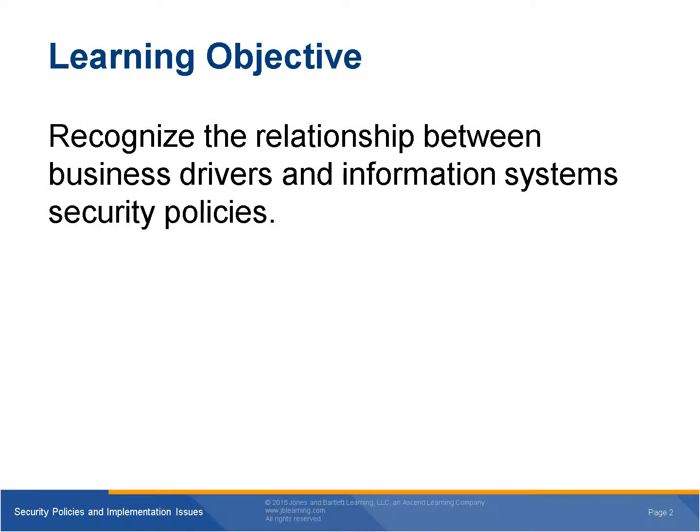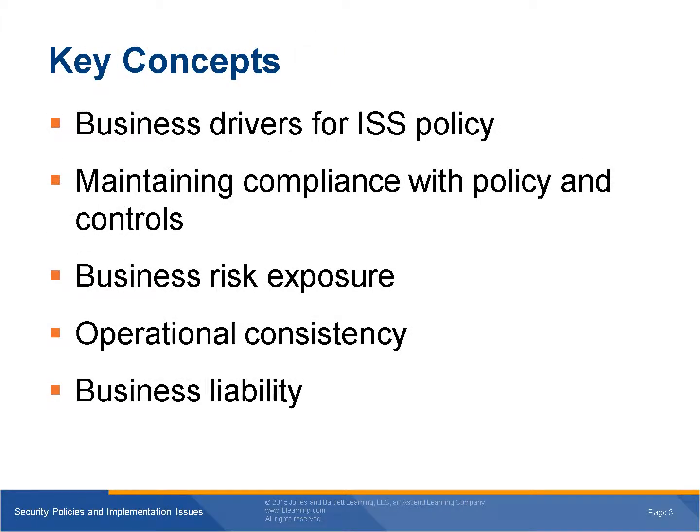So the learning objectives of this chapter are to recognize the relationship between the business drivers and information systems security policy. The chapter provides an overview of the concepts that can reduce the business risk. The key concepts that will be covered are business drivers for ISS policy, maintaining compliance with policy and controls, business risk exposure, operational consistency, and also business liability.